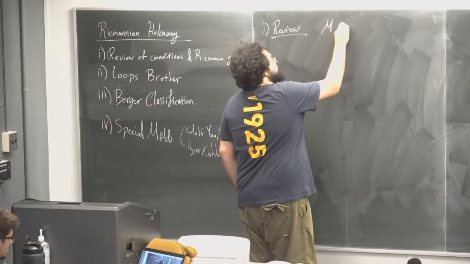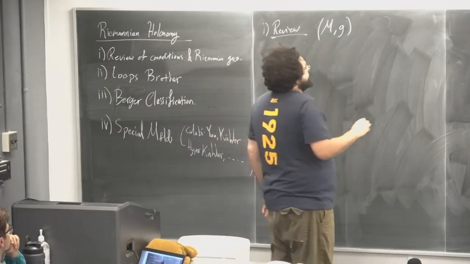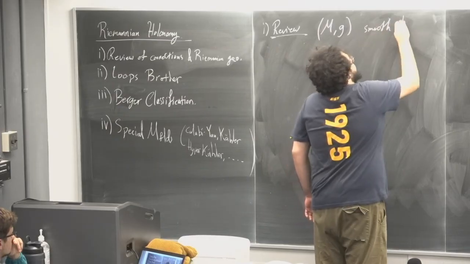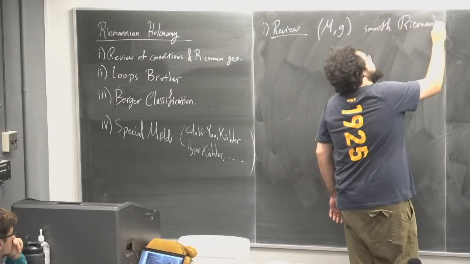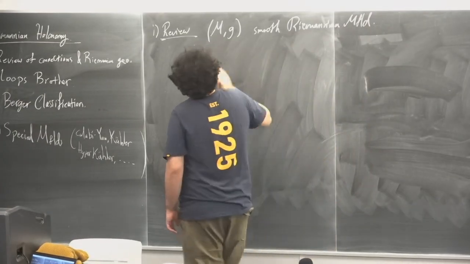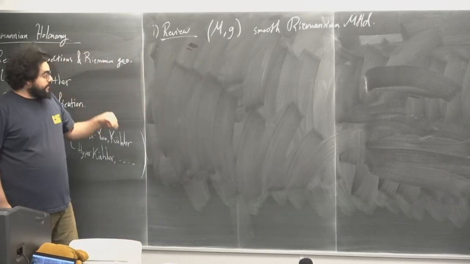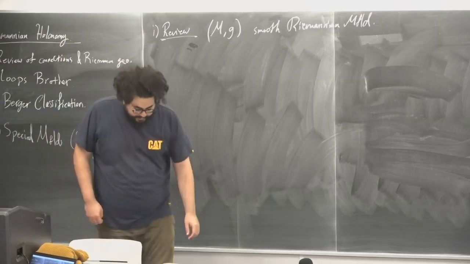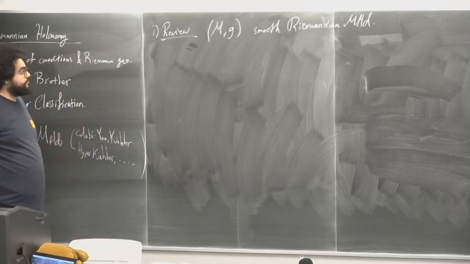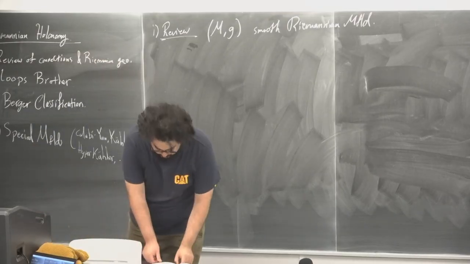So we have a Riemannian manifold. I'm going to assume everything's smooth today. So a smooth Riemannian manifold (M, g), with g a non-degenerate metric, Riemannian for now, although some things apply also for pseudo-Riemannian. We're also going to assume oriented most of the time, and I'll talk about the specific cases where we don't have orientation.